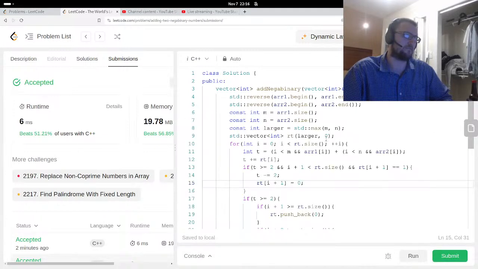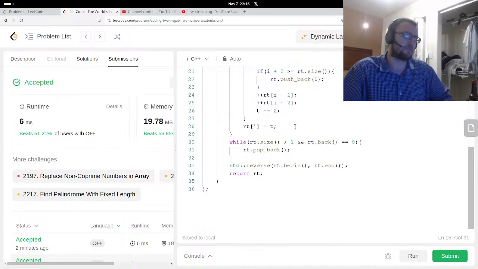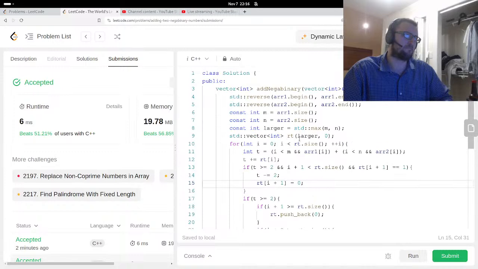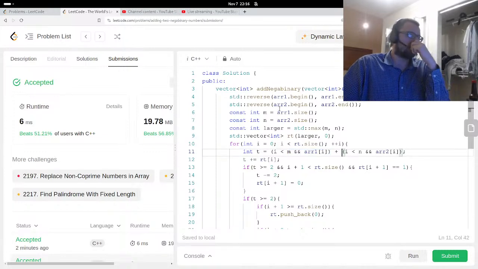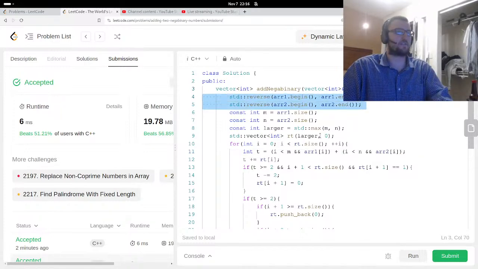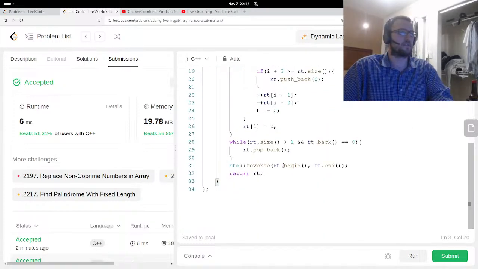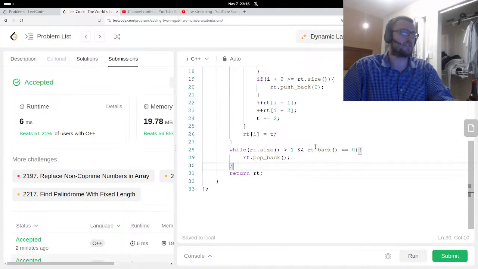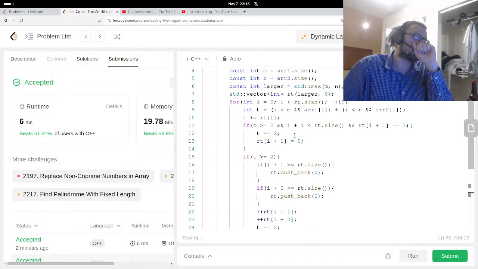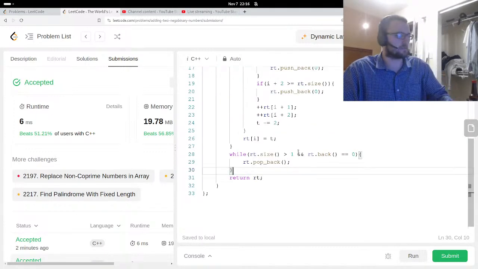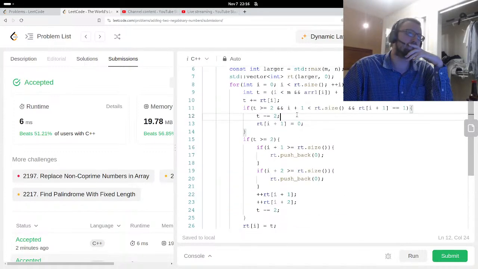I don't really want to do it that way. But I could go through these in the reverse direction and not reverse this at the end. Oh, no, actually, I still would reverse this at the end. Yeah.